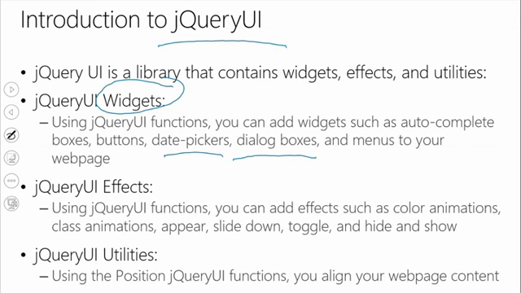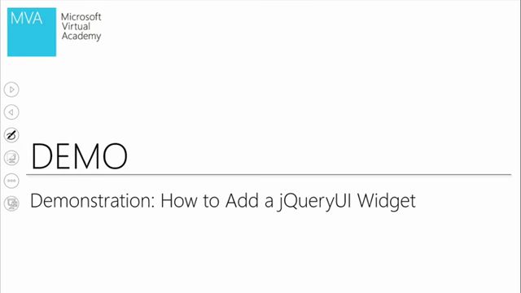We got our dialog boxes, and we can do things like add in our menus and autocomplete. We get our jQuery UI effects, things like slide down and toggle, as well as our different utilities to make sure that everything is, in fact, where we want it on our page. So let's kick on over and take a look at a demo here.